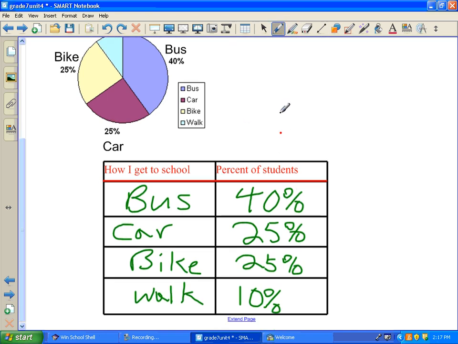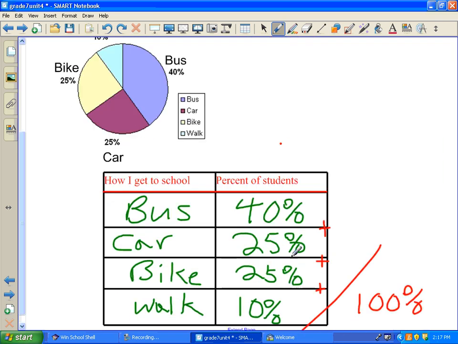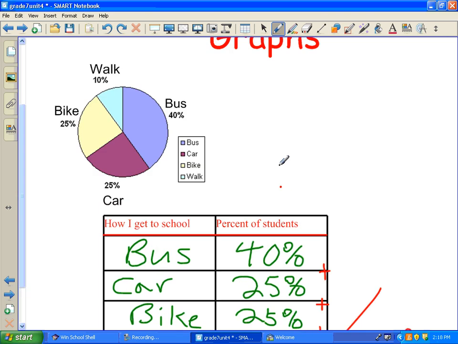Now, a few things to notice from this graph is that if you were to add up all this percent, so 40 plus 25 plus 25 plus 10, it all had better add up to 100%, or the entire thing. So that's something that you got to keep in mind, because if I didn't tell you how many walked, you could always add this up and see how much more you need to get to 100. So 100, take away all these three things, and what's left over would be walking.